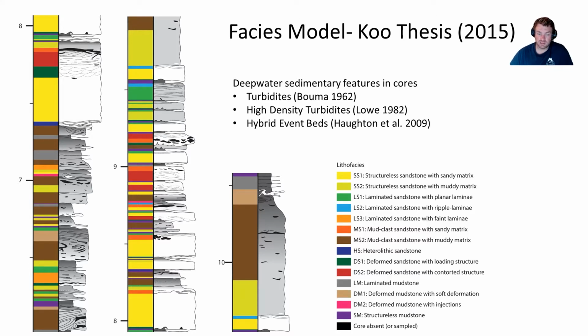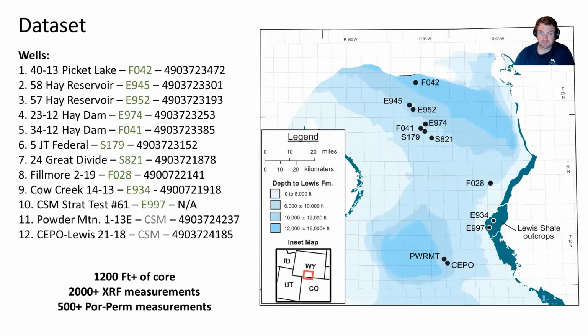And so this is a core description done by Ku, and it's beautiful. It has hybrid event beds. It has normal high density turbidites. It has normal looking turbidites. And so as far as deep water stratigraphy goes, it's a really interesting data set to really dive into. And compared to Gulf of Mexico data sets, it's all readily available at the USGS Core Center here in Denver.